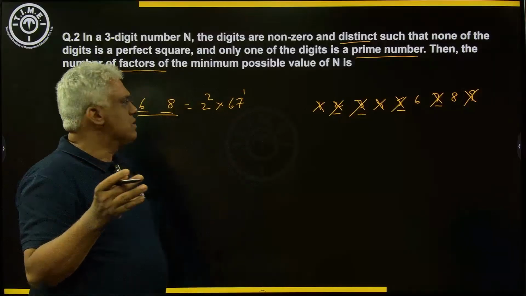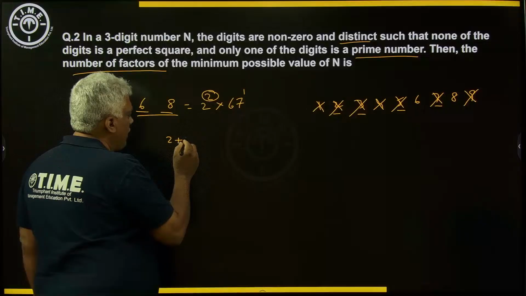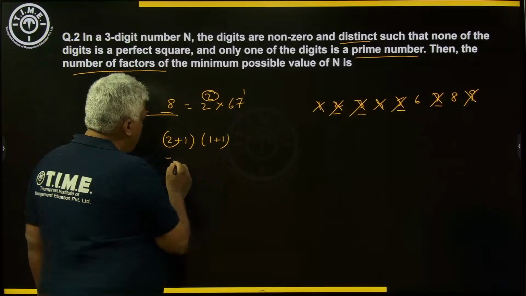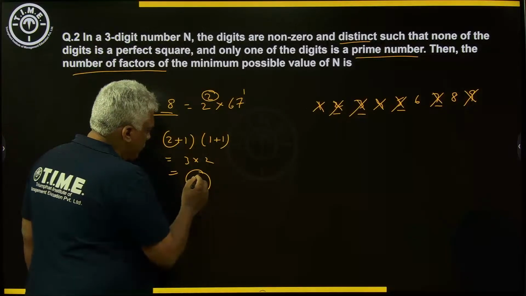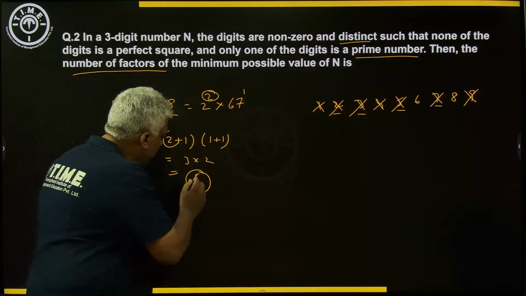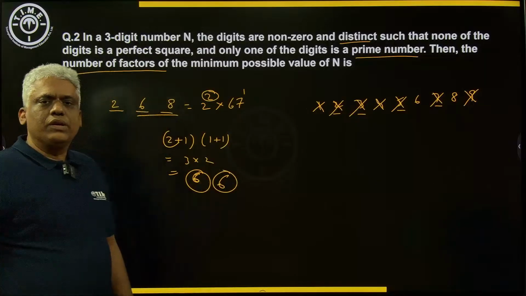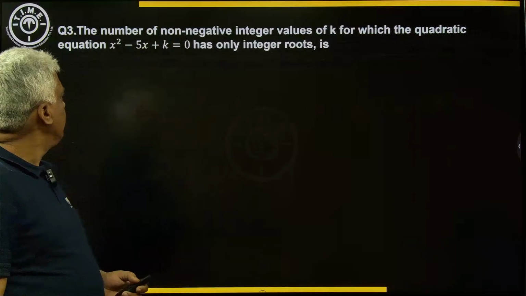So the number of factors, we know, is power plus 1. So 2 plus 1 and into this is 1 plus 1, right? So this is 3 into 2. So 6 is the answer for this question. That is, 6 is the number of factors of this number, right? I hope this is clear, right? Let's see the next question.